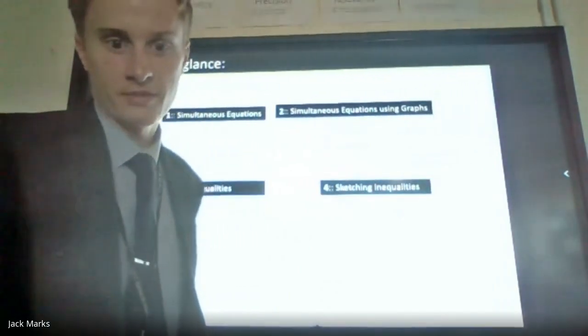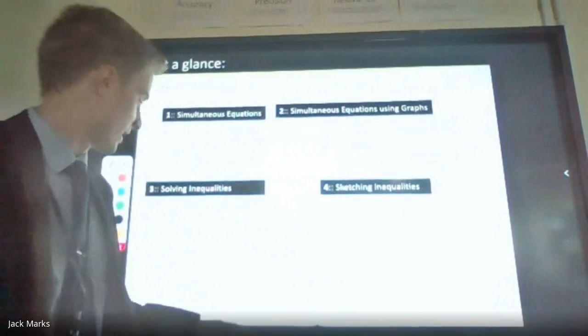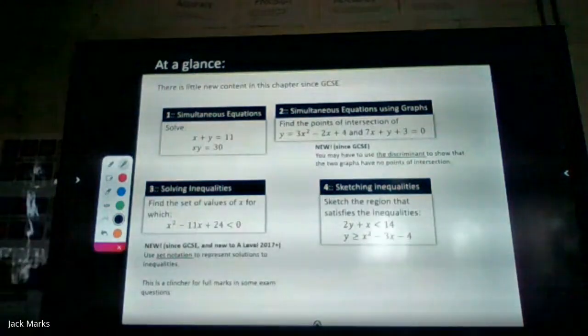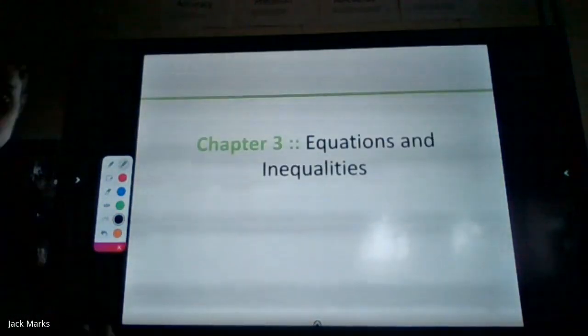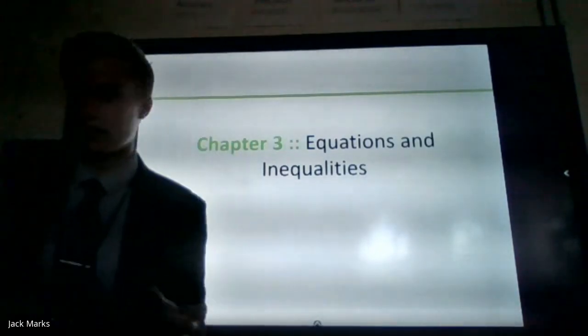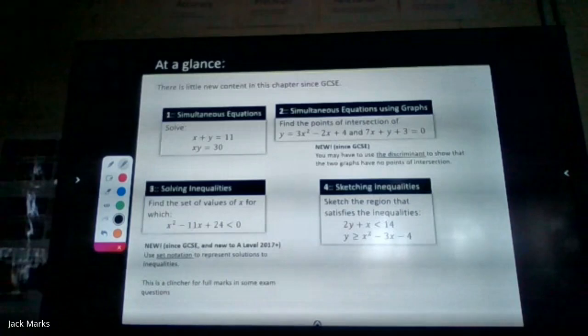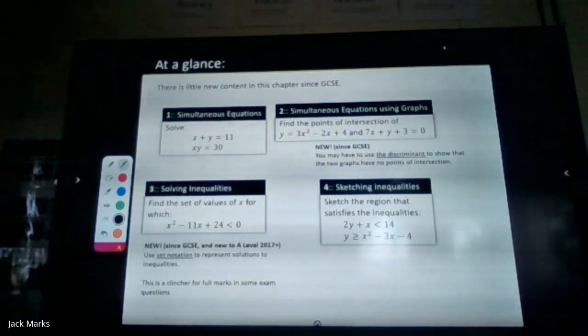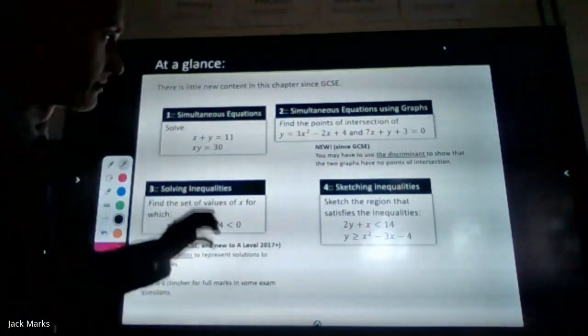Okay, so chapter 3, we're looking at, previous slide, we're looking at equations and inequalities. So I'm just going to go over a couple of examples here on the board in case it helps. So what does the chapter look like? Well, we've got a few main areas.